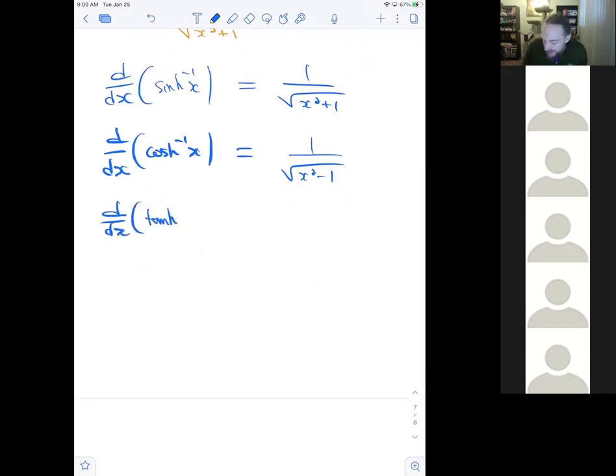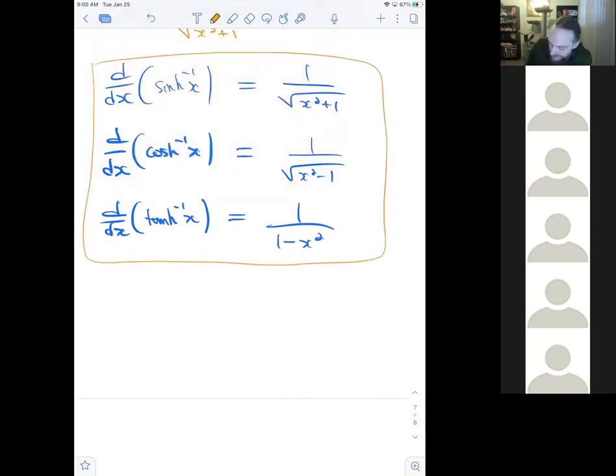And the derivative of inverse tanh of x is going to equal 1 over 1 minus x squared. And then the other three, I guess I can, but these are the three I'm going to make you memorize for exams and formulas, etc.